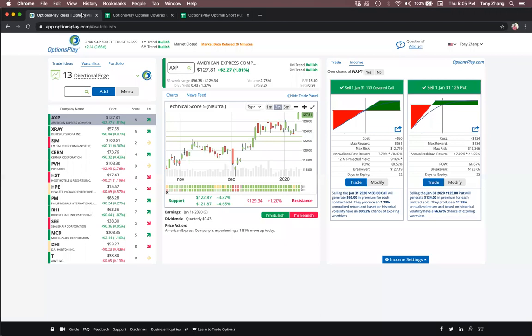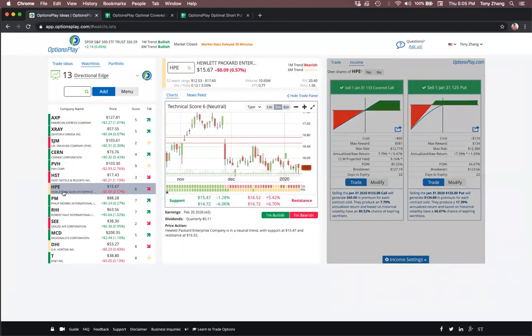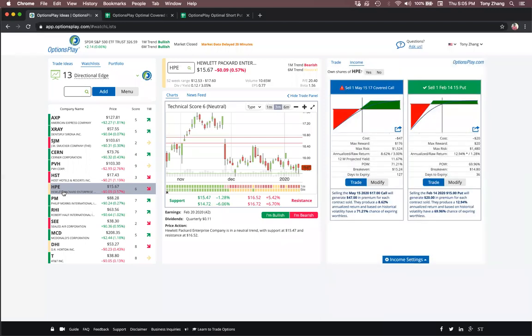And you can always log into Options Play, click on a symbol, and instantly see where is your starting point. And we really built this in a way so that it's as easy as possible for you.